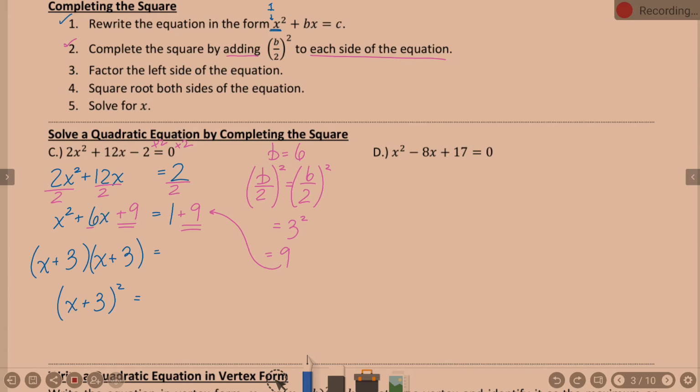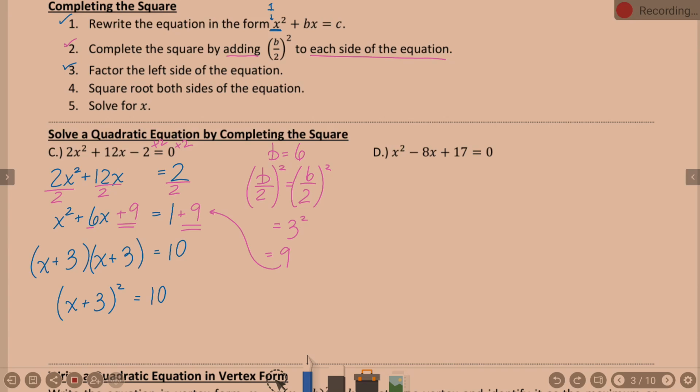Now, I kind of skipped over the right side there. Just clean up the right side. What do I have on the right? 1 plus 9 is 10. Okay, so there's step 3. We factored the left side. And this is what we were doing at the beginning of the notes on Friday, right?